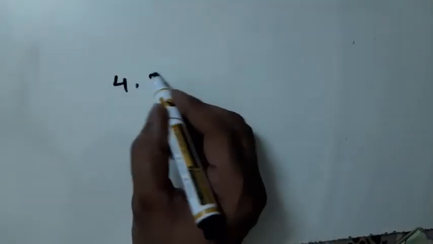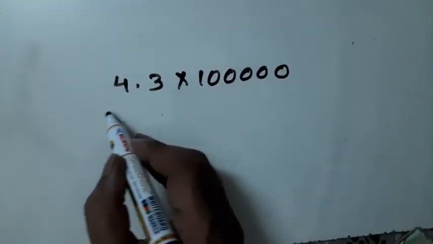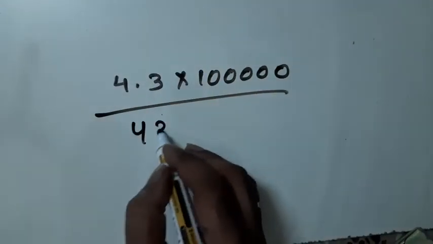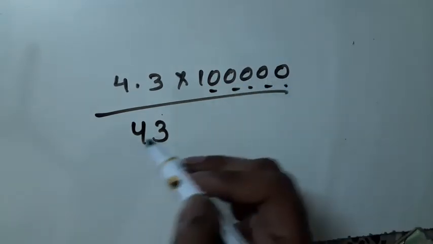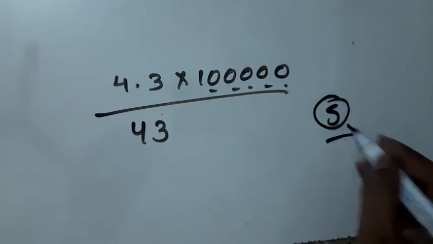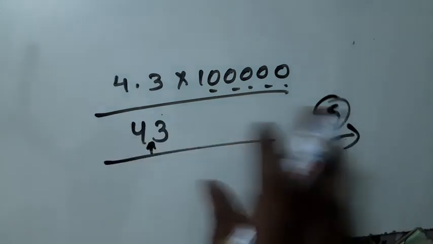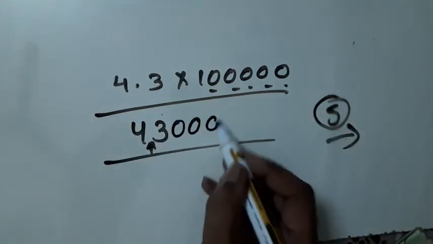So let's take another example. Suppose here let us take 4.3 multiplied by, suppose we take 1 lakh. Same thing, first write down the number as it is, after that count the number of zeros. So 1, 2, 3, 4, 5 zeros are there. So the point has to move 5 places towards the right. On its right only one place is there. So let's keep on putting 4 more zeros.